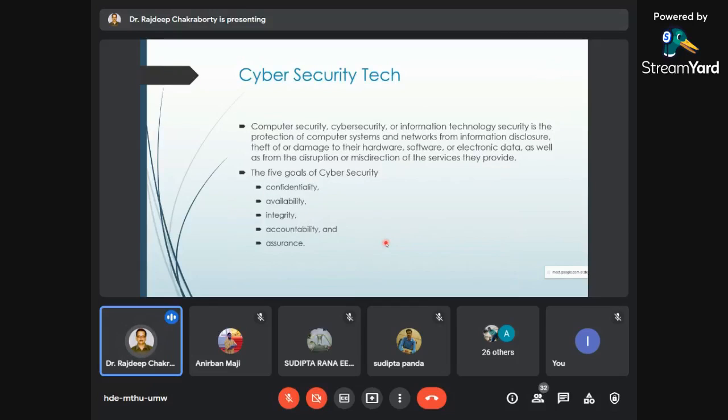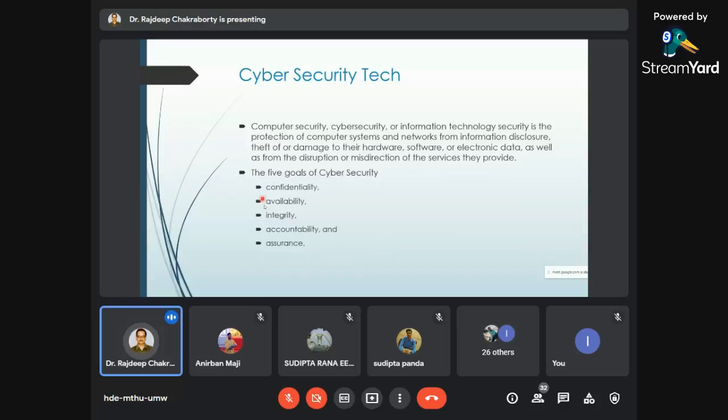So obviously, cybersecurity is another important technology coming up. Any product nowadays which may be related to IT, computer science, electrical or electronics, even in the smart grids, we have smart grids. Any product without security is useless. So there comes the effectiveness of cybersecurity.